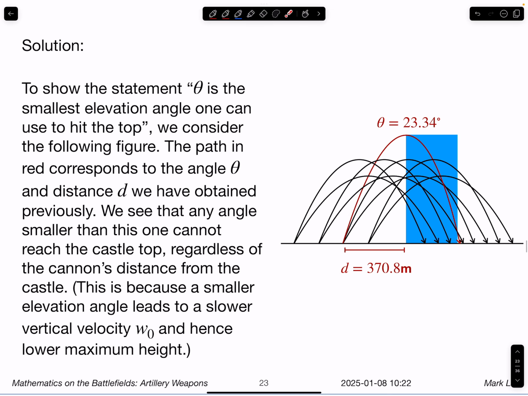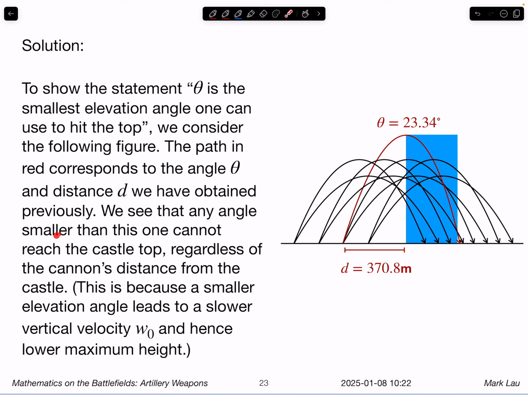So to show the statement that theta is the smallest elevation angle one can use to hit the top, we consider the following figure. The path in red corresponds to the angle theta and distance d we have obtained previously.